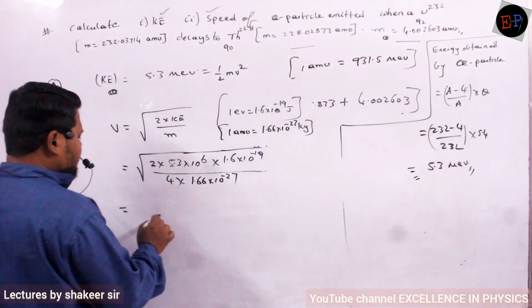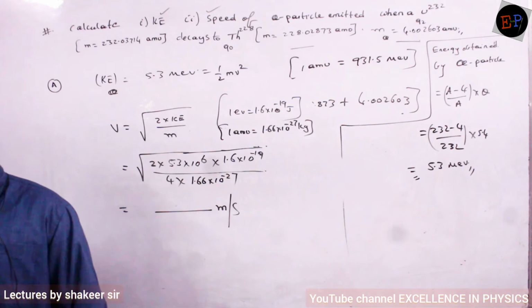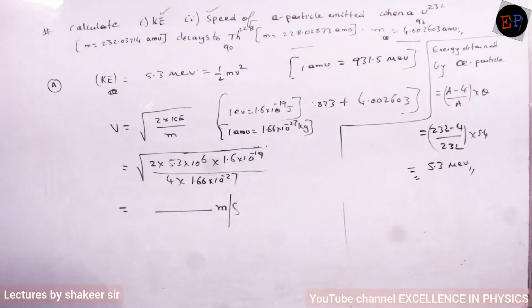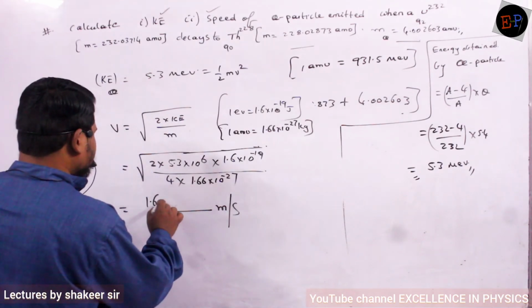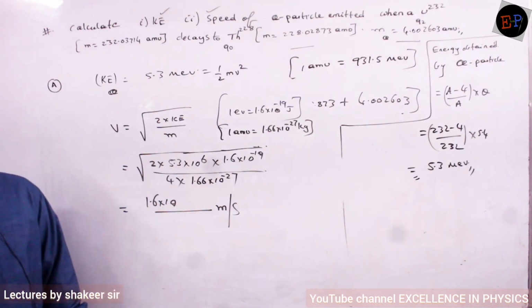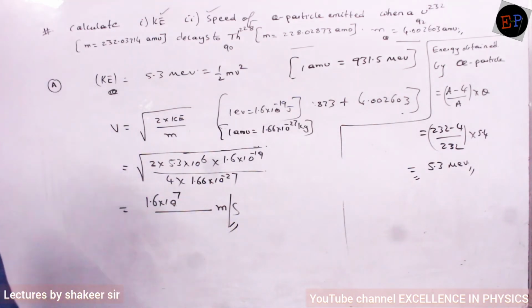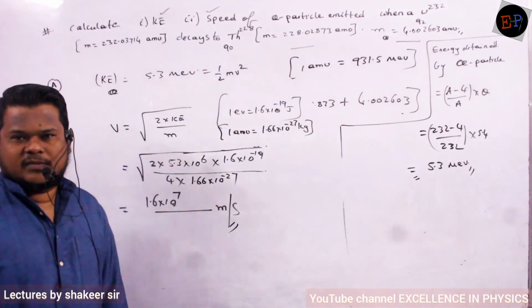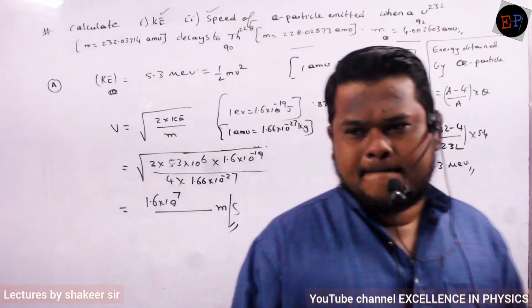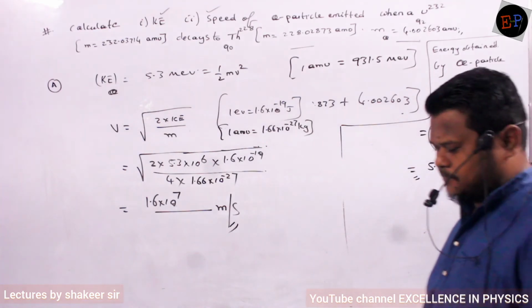So the answer also I will get in the SI system. If you do this calculation, the answer will be in terms of meters per second. The answer is 1.6 into 10 power 7 meters per second. That is my answer. Clear, ma, how we have calculated? Very simple. Just this formula you should remember.